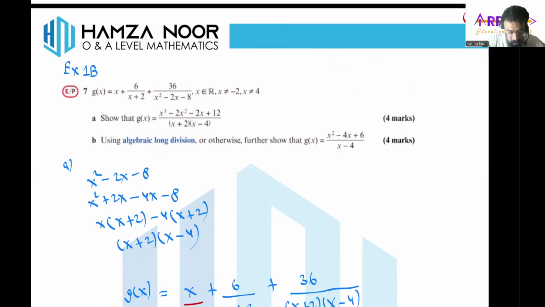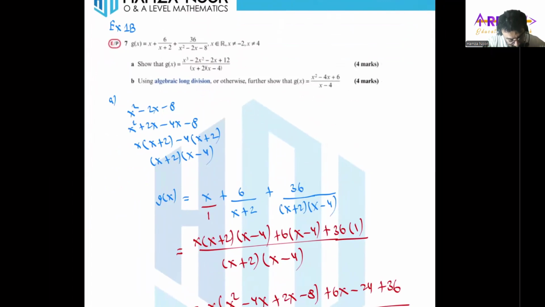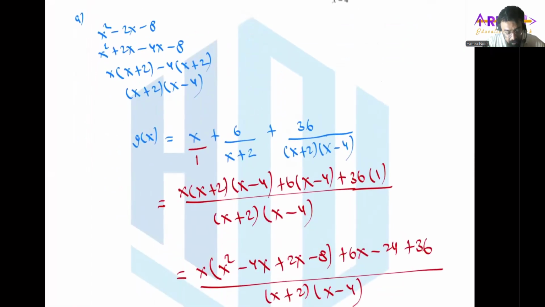Therefore, x plus 2 multiplied by x minus 4 is the fully factorized form. All right. So now we are going to rewrite this g(x) function like this: x plus 6 upon x plus 2 plus 36 upon x plus 2 multiplied by x minus 4. Now, as you can see, below x we don't have anything. So in place of x, I can write x over 1, because x is the same thing as saying x over 1. So I basically mentioned this x as a fraction as well.